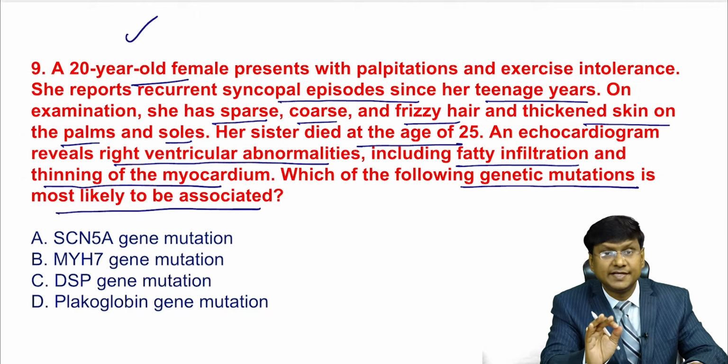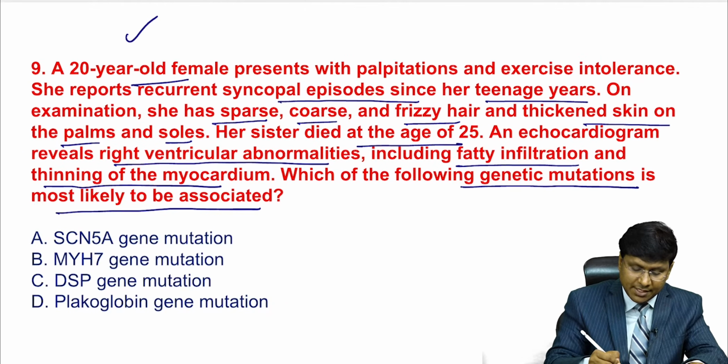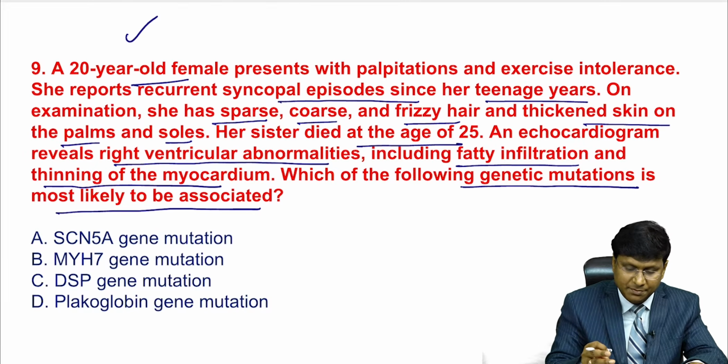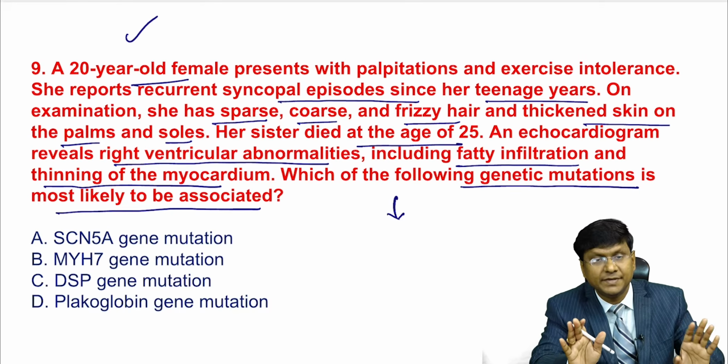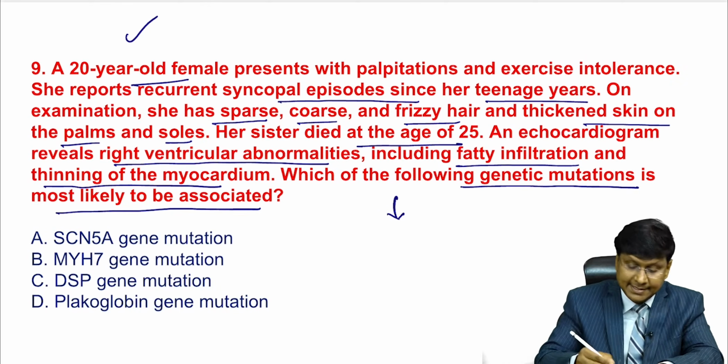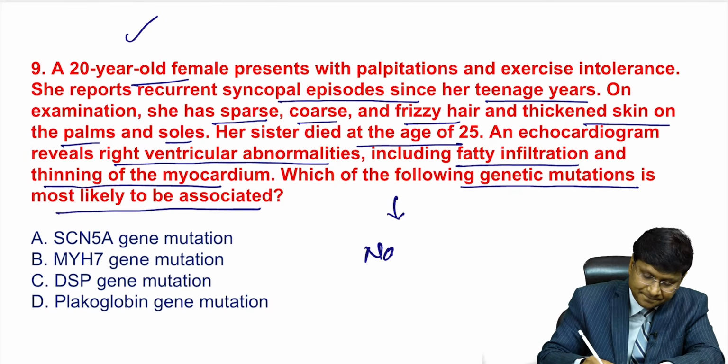The options are the SCN5A gene mutation, MYH7 gene mutation, DSP gene mutation and plakoglobin gene mutation. So whatever this clinical scenario which has been given to you, it is suggestive of Naxos syndrome.